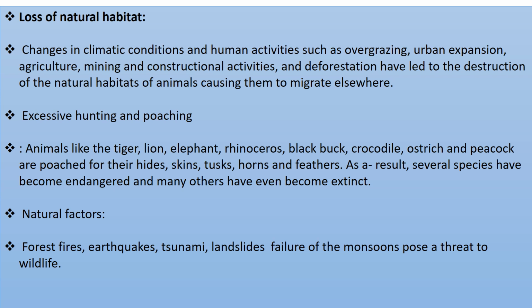Excessive hunting and poaching. Animals like the tiger, lion, elephant, rhinoceros, blackbuck, crocodile, ostrich and peacock are poached for their hides, skins, tusks, horns and feathers. As a result, several species have become endangered and many others have even become extinct. So poaching is also one of the causes of the loss of natural habitat. Natural factors such as forest fires, earthquakes, tsunamis, landslides and failure of the monsoons also pose a threat to wildlife.